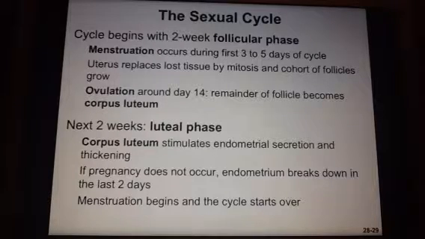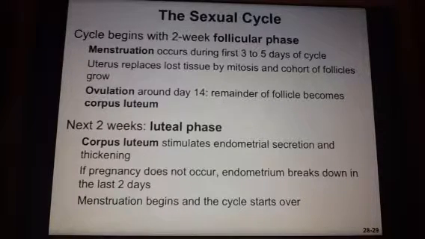The cycle begins with a 2-week follicular phase, and menstruation occurs during the first 3 to 5 days of the cycle. The first day of menstruation is the first day of the cycle. The uterus replaces the lost tissue by mitosis, and then new follicles are growing. Ovulation, where the egg is released, occurs at day 14, usually for most people. And then the remainder of the follicle becomes the corpus luteum, and we'll talk about that.